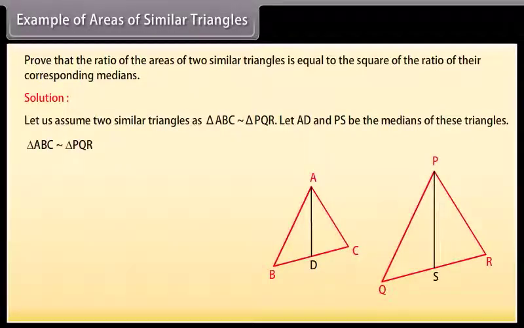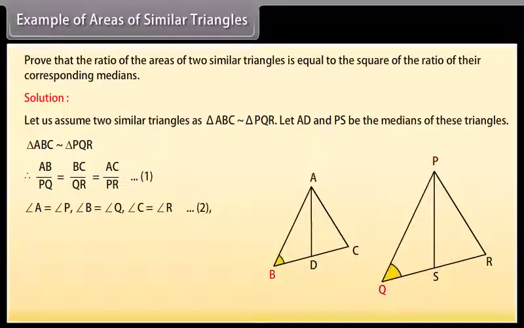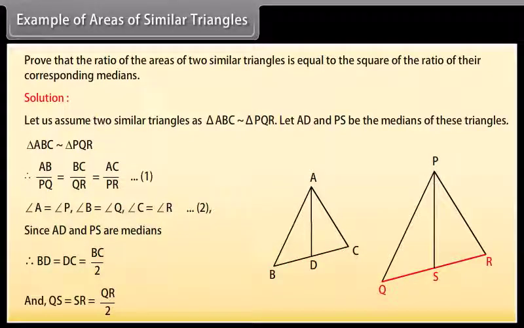Because triangle ABC is similar to triangle PQR, therefore, AB upon PQ equals BC upon QR, which is equal to AC upon PR. Mark it as 1. Angle A equals angle P. Angle B equals angle Q. Angle C equals angle R. Mark it as 2. Since AD and PS are medians, therefore, BD is equal to DC, which equals BC upon 2, and QS is equal to SR, which equals QR upon 2.